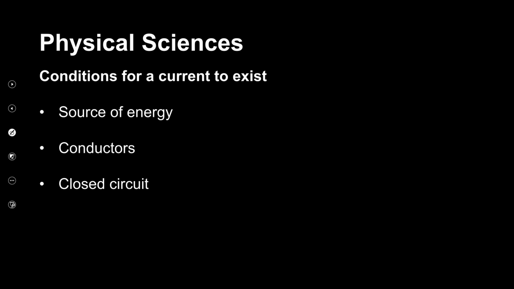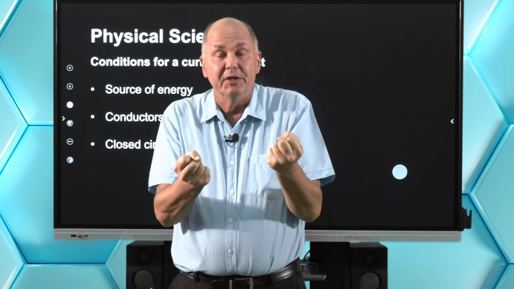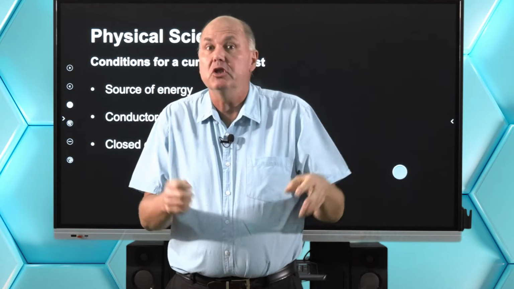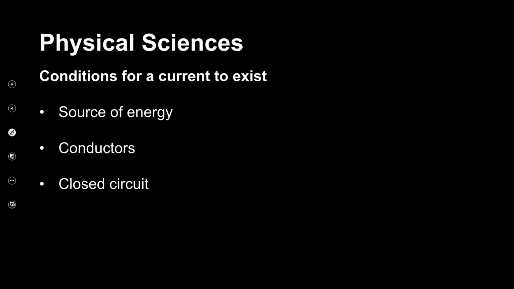Now, what are the conditions for a current to exist in a circuit? Well, very simply, we need to have a source of energy. We need some sort of conducting device, usually conducting wires, and even a light bulb has conducting wires in it. That gives evidence that there is a current, and we recognize that we need a closed circuit. So tick the points here. We need a source of energy, we need some conductors, we need a closed circuit.